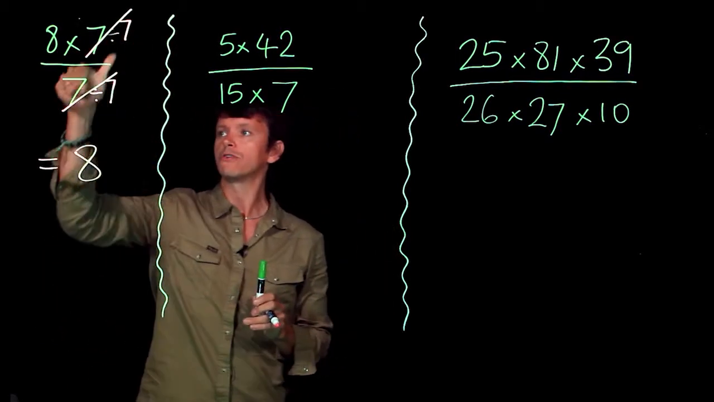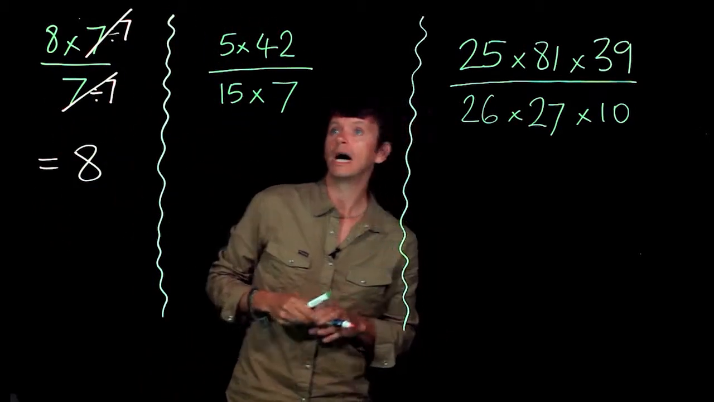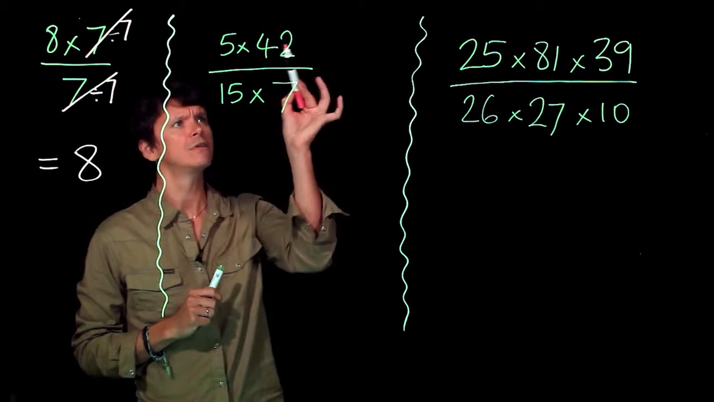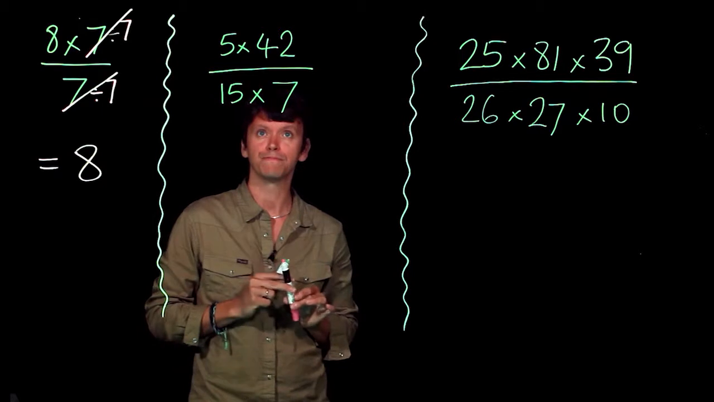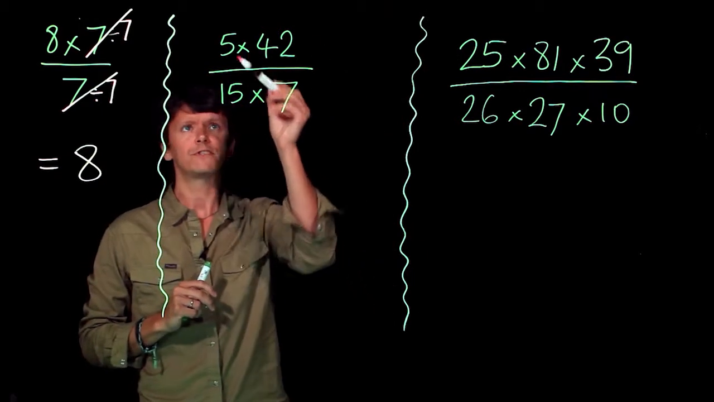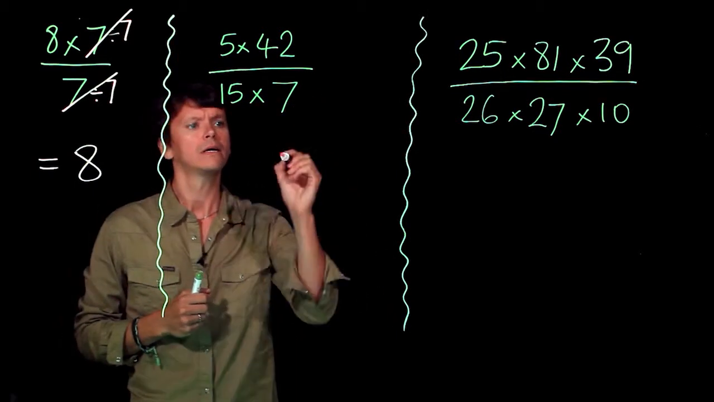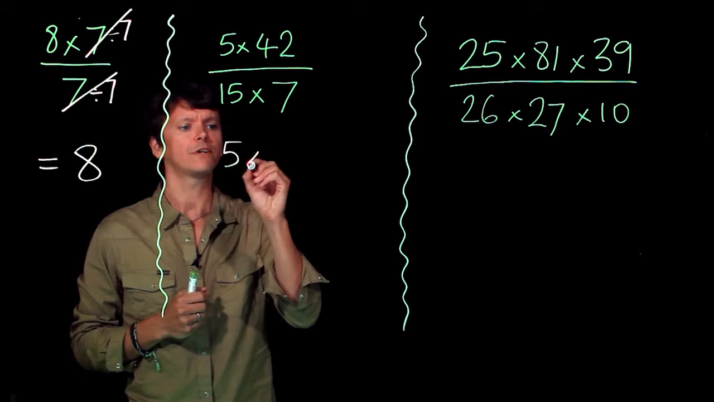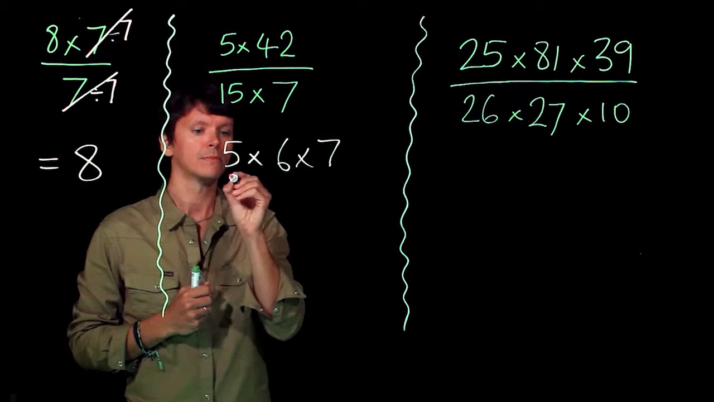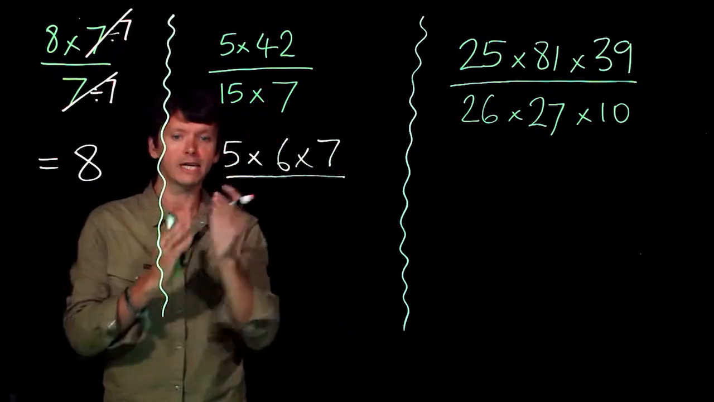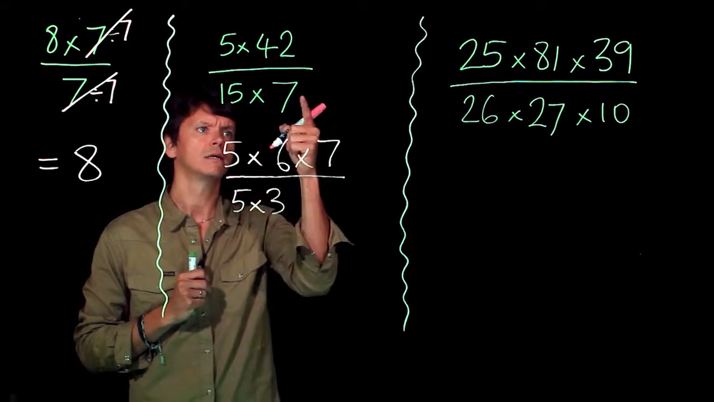That's a really straightforward one because you've got the same number in the numerator and the denominator. Here you don't have the same number. But notice you do have 42 and 7. And 7 is a factor of 42. Notice also you've got 5 and 15, and 5 is a factor of 15. So we could split these numbers up and say that 5 times 42, that is our 6 times 7. And if we divide that by 15, which we're going to split into two factors of 5 times 3, multiplied by 7.